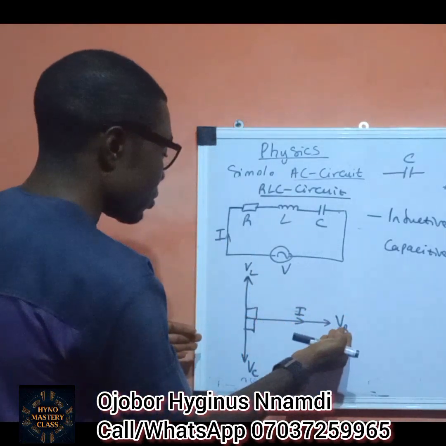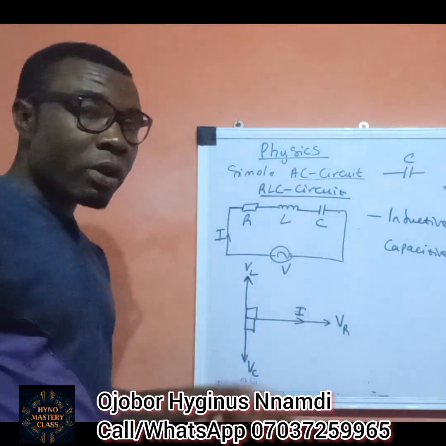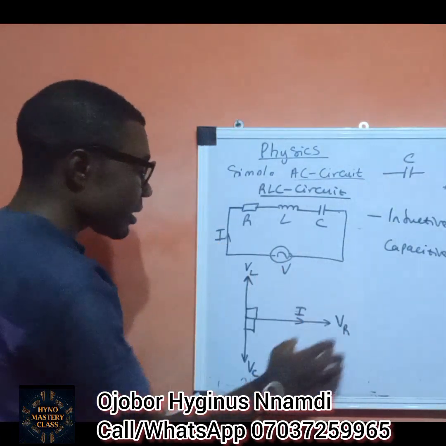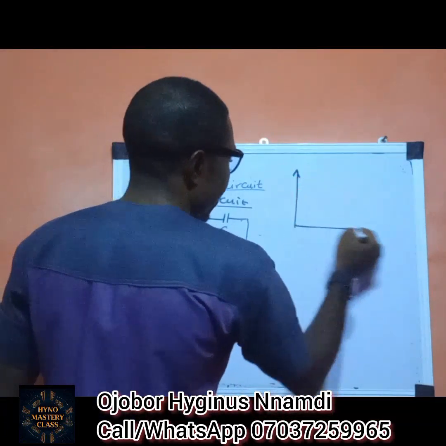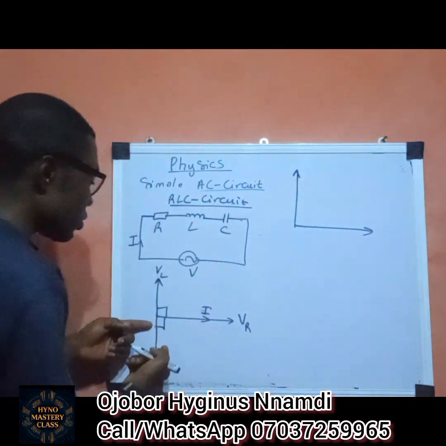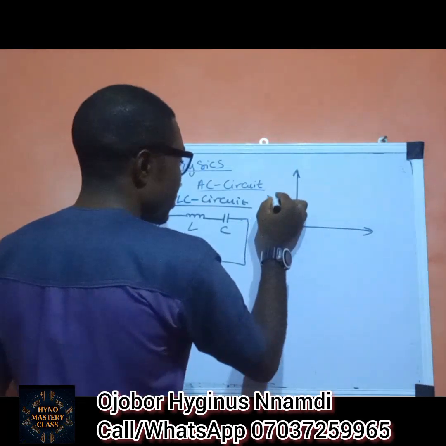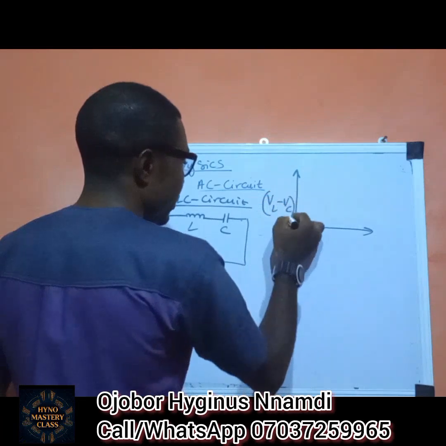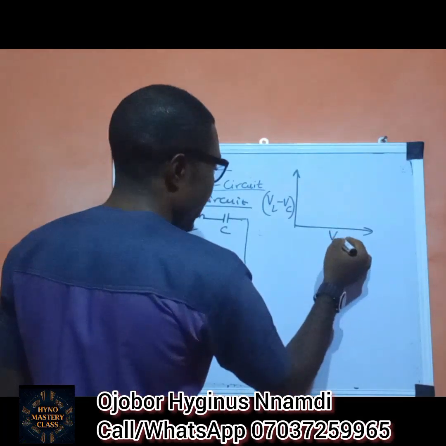Of course, we already have a horizontal component, and then we have two vertical components that are in opposite directions. So we're going to put the two of them together to form one component. Remember, these three things can be represented as the vertical and the horizontal. So VC is going to be made to join VL, and because they are in opposite directions, we have VL minus VC. This is the vertical component, while the horizontal component is VR.